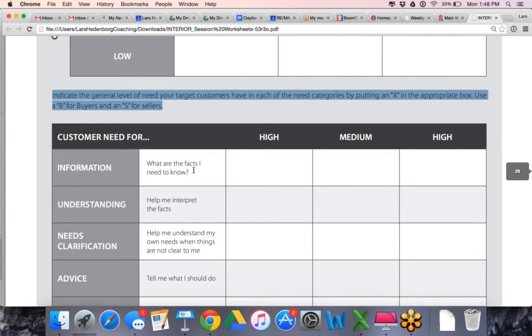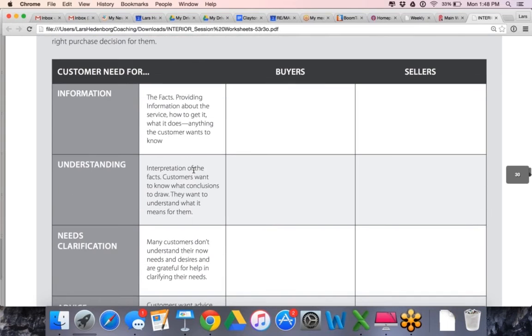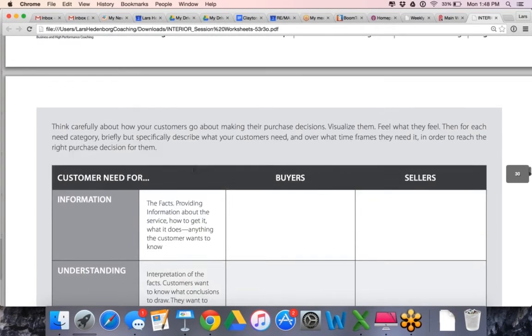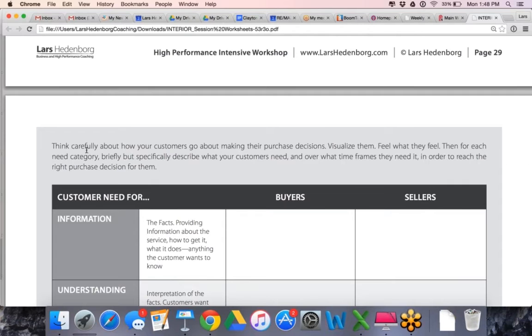These are pretty basic things, but going through this process and just having a conversation in your mind about how your potential customers are sort of processing these different things with respect to their decision of using you or not, I think is important. And then the next section here, on page 30, is to think carefully about your customers, how your customers go about making their purchase decisions. Visualize them, feel what they feel.